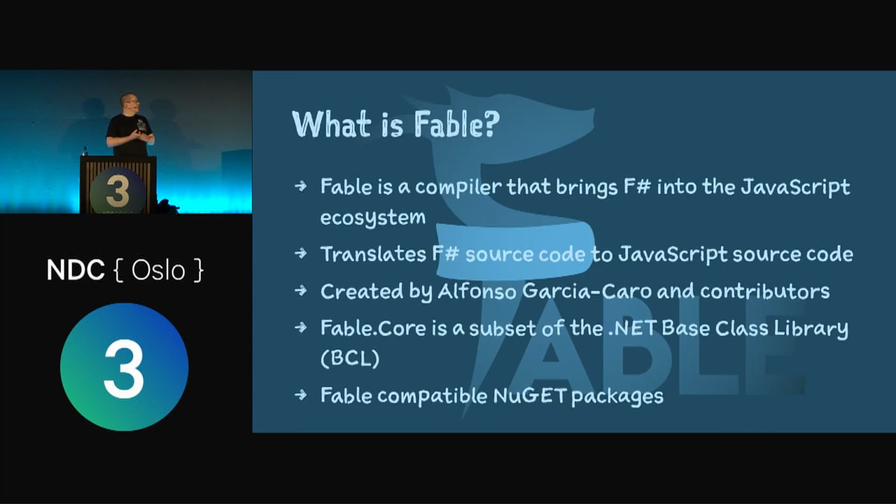So let's look into Fable. What is Fable? Fable is a compiler that brings F# into the JavaScript ecosystem, which means that it basically just translates F# source code into JavaScript source code. And it was created by Alfonso Garcia-Caro and many other collaborators. And it has this Fable core, which is a subset of the BCL. So it gives you a subset of .NET. So it feels like .NET.